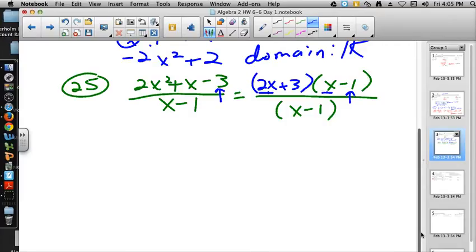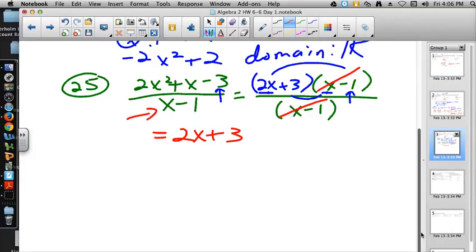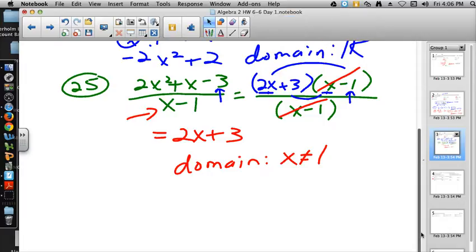First times first will give me 2x squared. Outside times outside is minus 2x. Inside times inside is plus 3x. That does give me my x in the middle. And then 3 times negative 1 does give me the negative 3 at the end. So my suspicions were right. The x minus 1s are going to drop out, and the answer is 2x plus 3. But during the process of this problem, we had to divide by x minus 1, which means we cannot use 1 in this formula because the way that it was developed, we had a restriction on the domain.